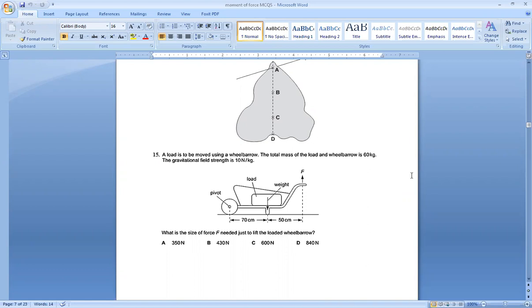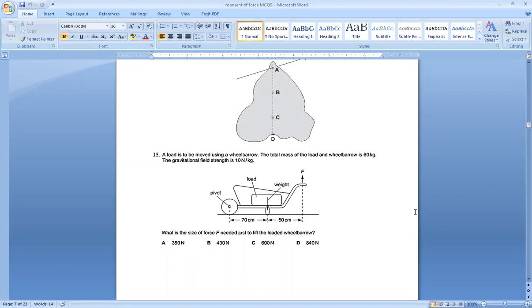Here we have to calculate force. Mass is 60 kg, where the mass of the wheelbarrow and the load is 60 kg. That will multiply by 10, which gives you the weight. So the weight of the wheelbarrow will be 600 newtons. We have to balance 600 newton at the middle, which is 70 centimeters from the pivot. So the weight of the wheelbarrow is 600 newton, which is 70 centimeters from the pivot.